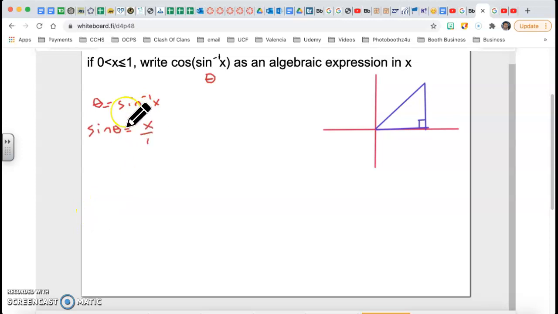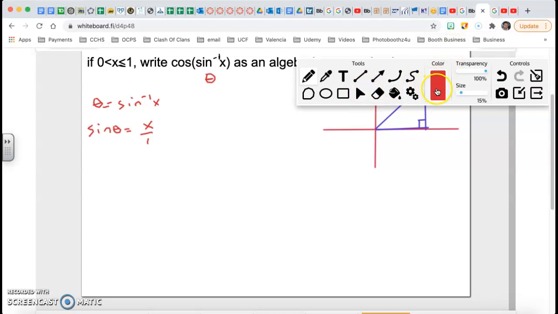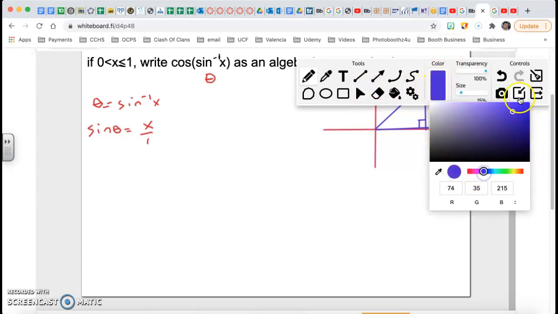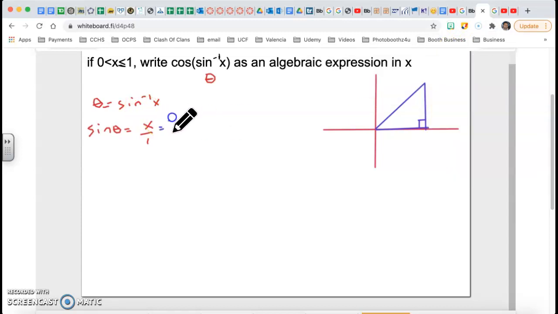Now this is to help me make the triangle. So my sine is opposite over hypotenuse. That means this is opposite and this is hypotenuse. I got my triangle. This is my angle theta. Opposite is x. Hypotenuse is 1. Alright, I'm ready. What is my answer?